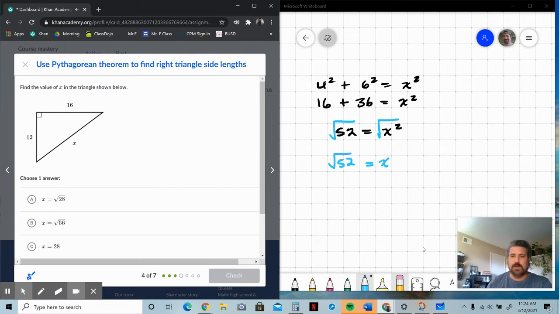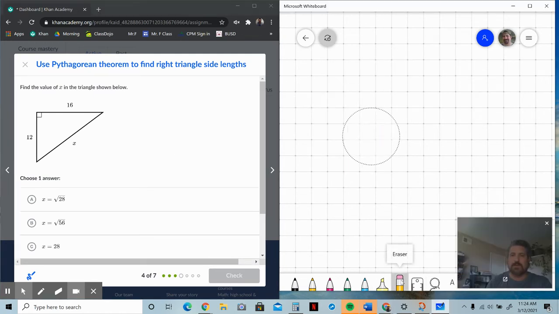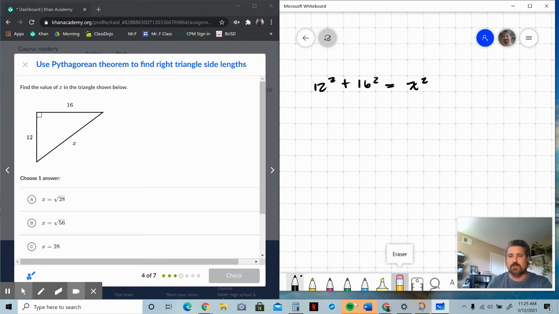Okay, for this next one here, let's go and erase this. This time you're given the two legs again. You are not given the hypotenuse. So once again, we're going to do 12 squared plus 16 squared, right? The two legs squared and added together is always going to be equal to the hypotenuse squared.